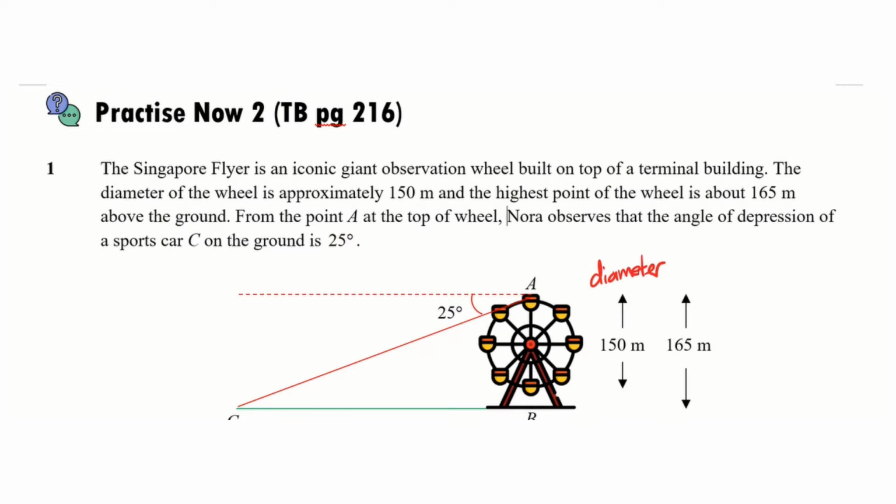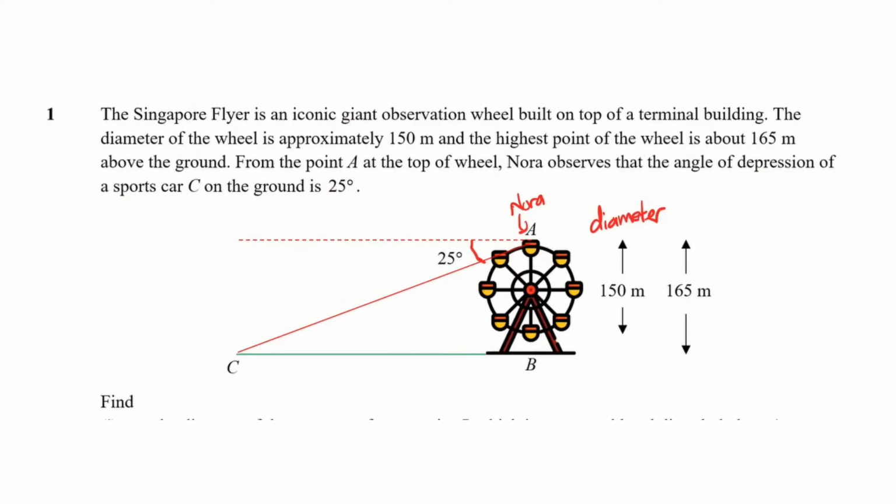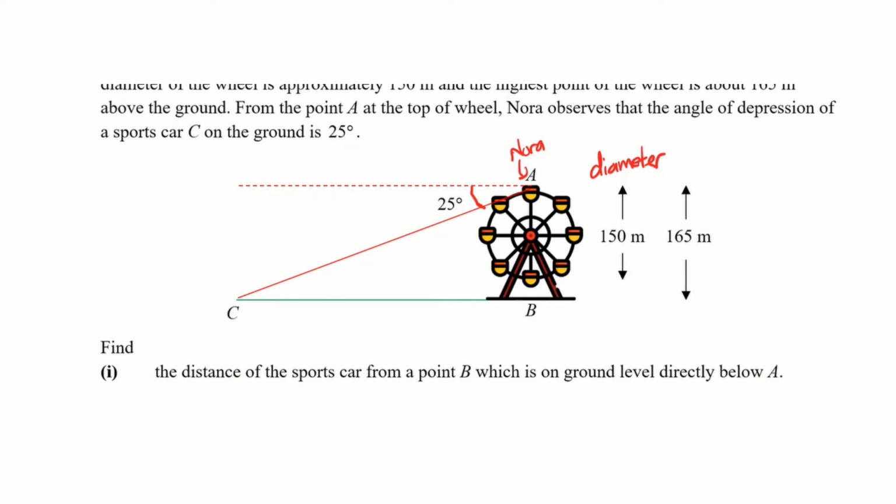From the point A at the top of the wheel, Nora observes that the angle of depression of a sports car C on the ground is 25 degrees. Nora is actually over here, inside this cabin. Then the angle of depression listed here is 25 degrees. In part I, we want to find out the distance of the sports car from a point B, which is on ground level directly below A.